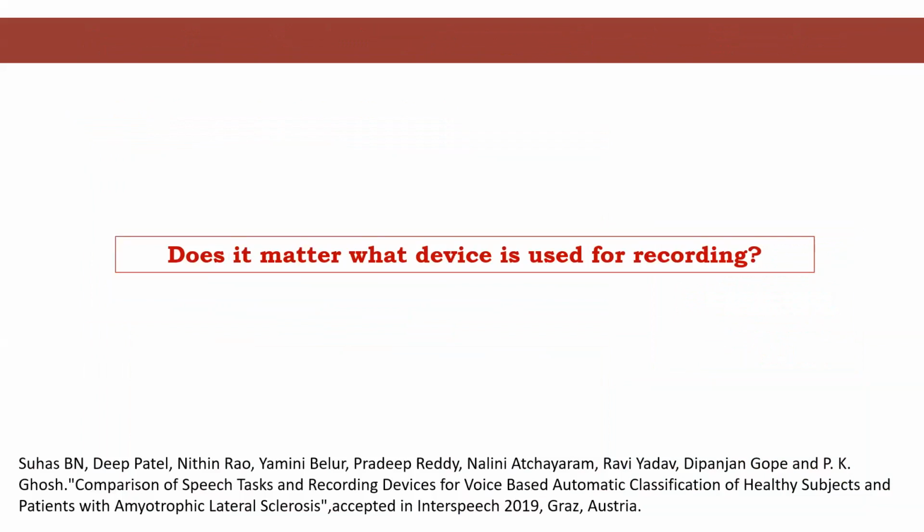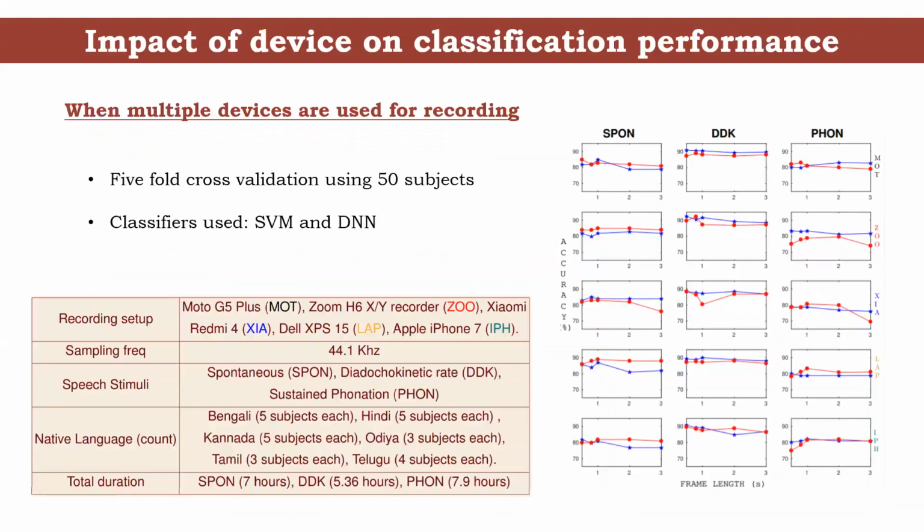But now the next question comes, right? As you're recording more, does it matter what device you're using for recording? I'll just quickly show you, not go into the details now. We have got a bit more subjects, at 50 subjects now with 5-fold cross validation. And we have recorded, as I said, with all the recording devices, 3 kinds of speech task, and from all kinds of languages now. We're getting the corpus more and more. And this was in 2019. And the amount of data is also good, right? 7 hours and 5 hours and really 8 hours.